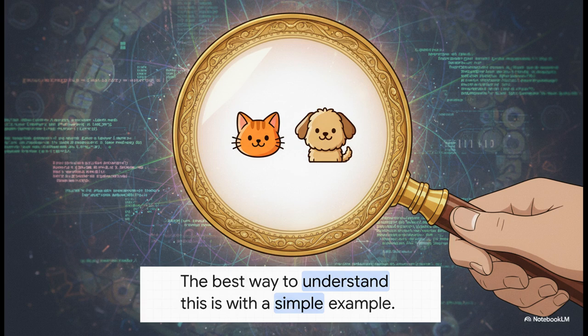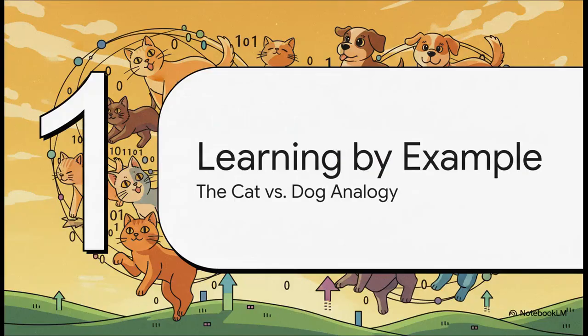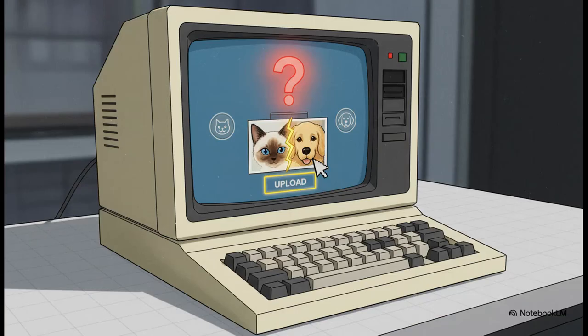So to make this idea crystal clear, let's use a simple, classic example that pretty much everyone on the internet can appreciate. Let's talk about cats and dogs. We're going to imagine we want to teach a computer to tell the difference between the two. This is the go-to example for a reason. It gets right to the heart of what it means to learn by example. The goal is super simple. You give the computer a photo, and it tells you if it's looking at a cat or a dog. Seems easy enough for us, but for a computer, how would you even begin to program that?